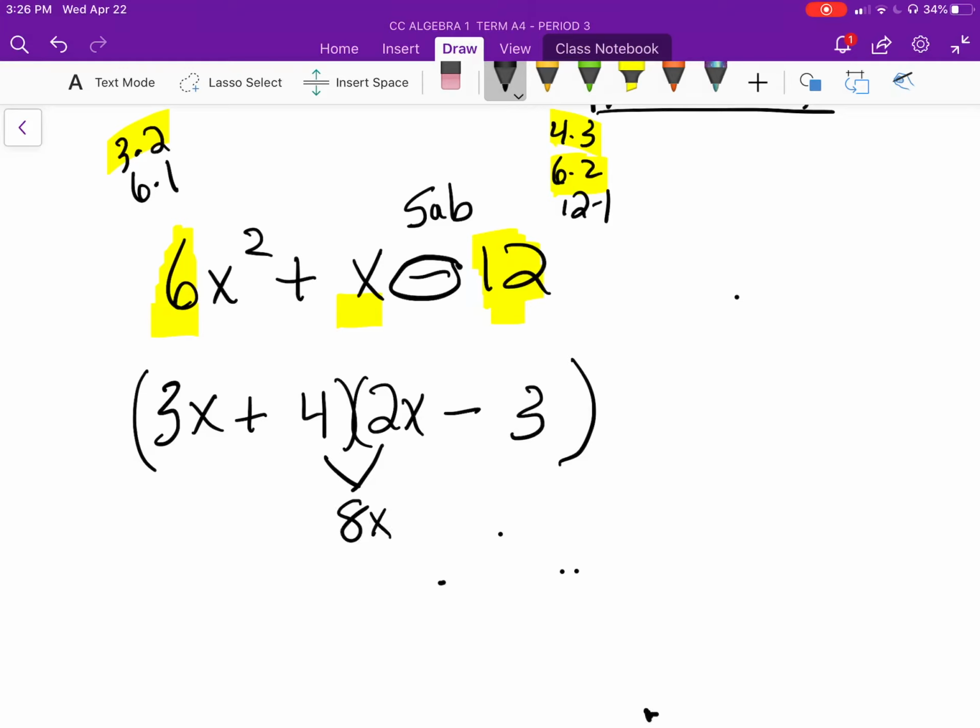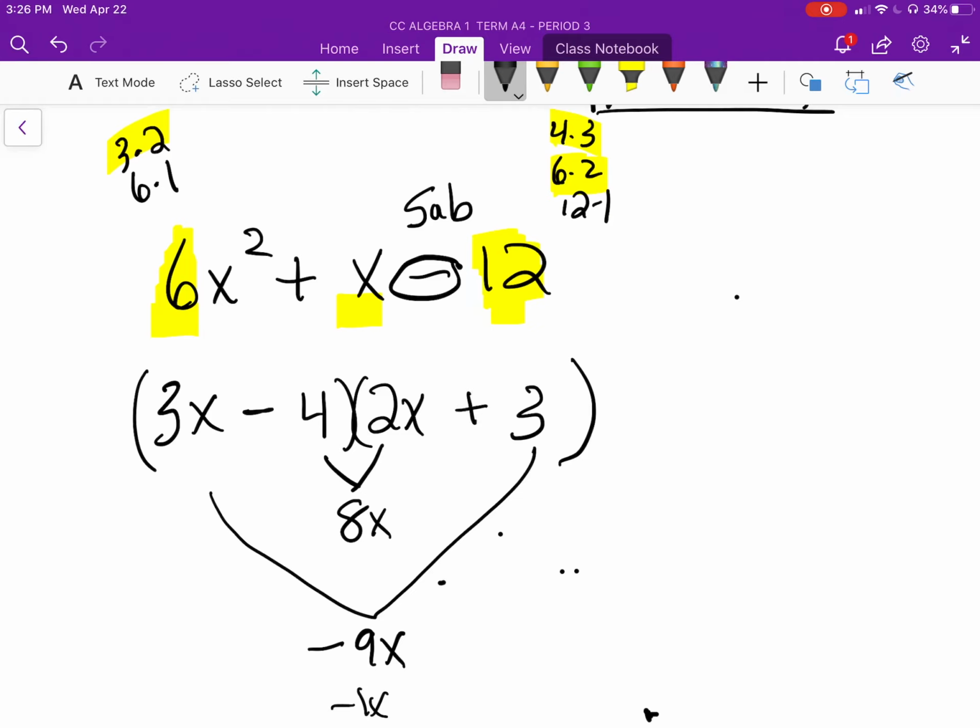We're going to check to see if we get a 1 in the middle. 4 times 2 is 8x, and 3 times negative 3 is negative 9x. So if I add those together, I'm going to get negative 1. So I'm really close. I want to get positive 1. So the only thing I need to do here is switch the signs.